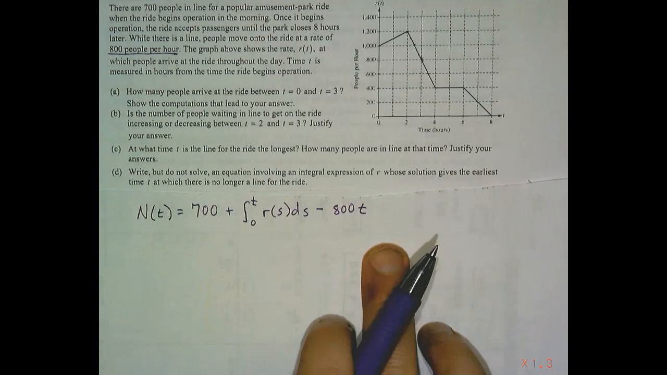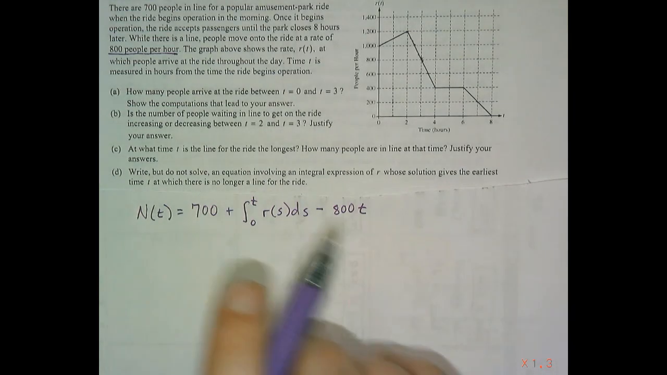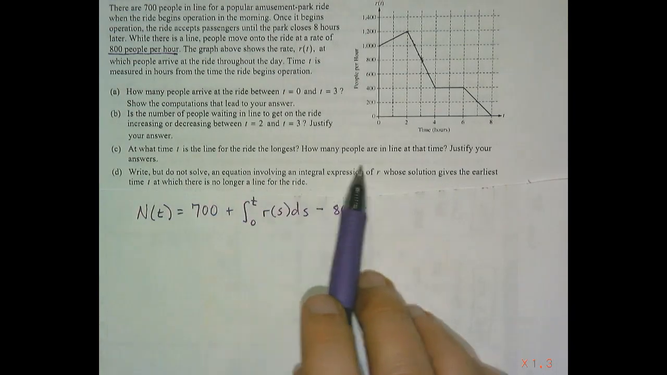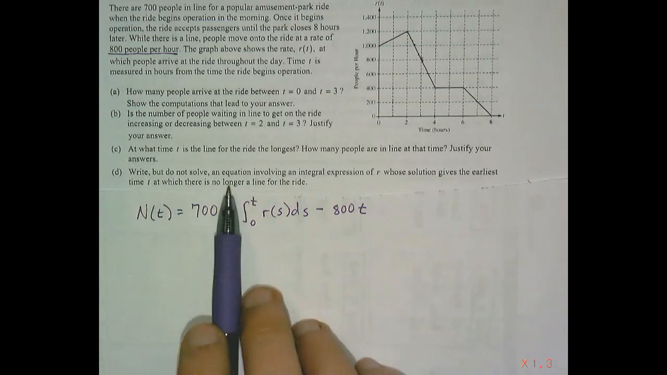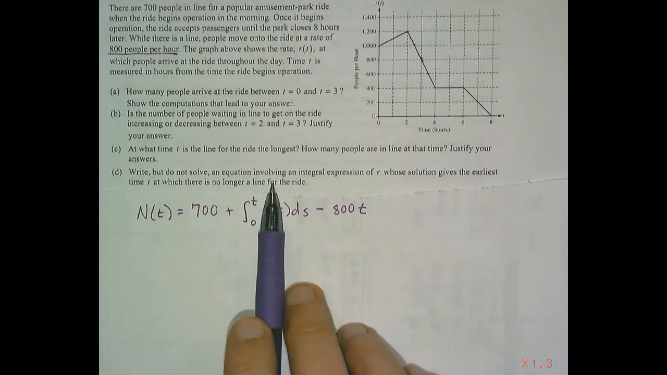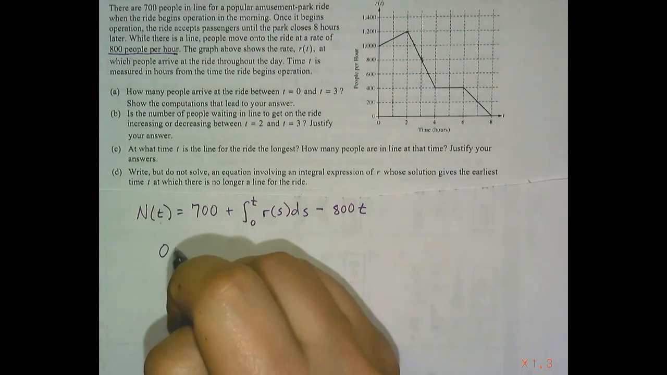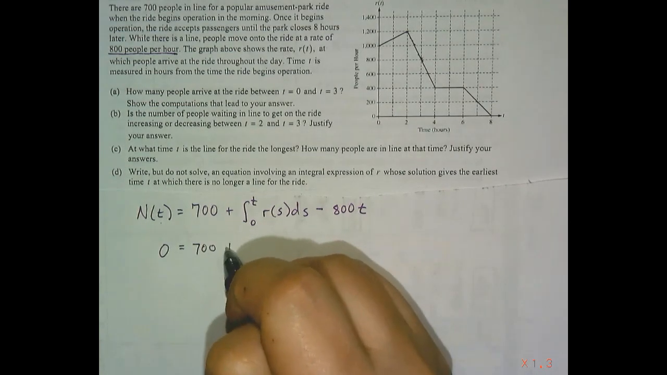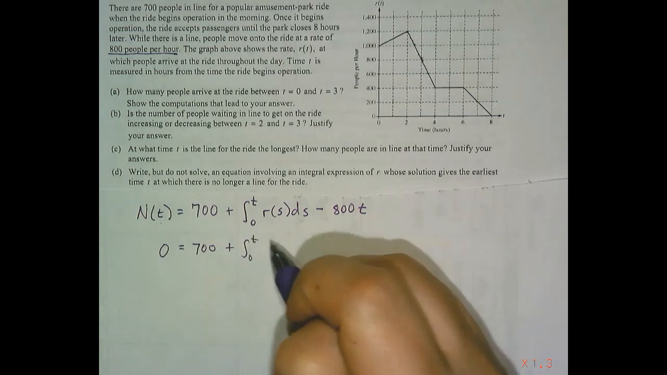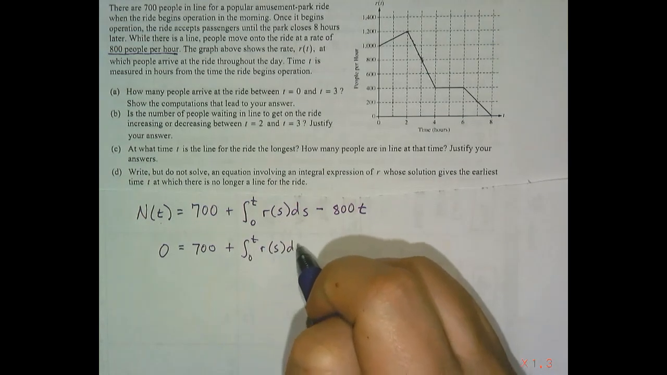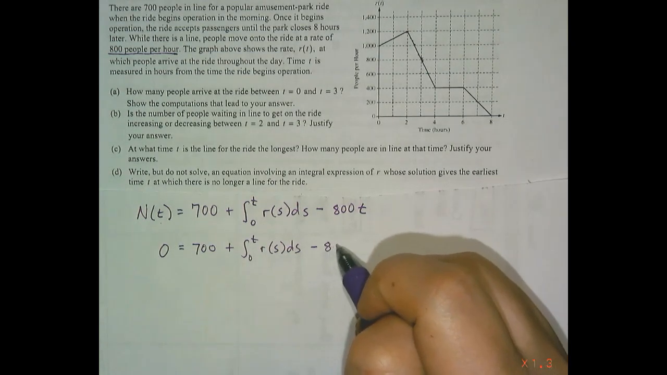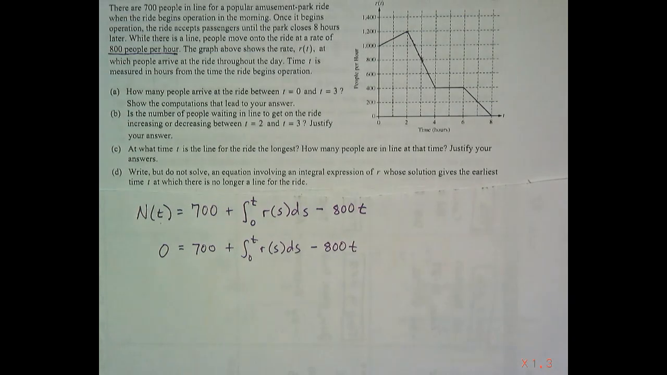So this tells us the total number of people in the line, and it says write but do not solve an integral expression that gives the earliest time where there's no longer a line for the ride. So the number of people in the line would be 0. So this is the equation for what they are asking for. And we do not need to solve that. We just need to write down the expression.